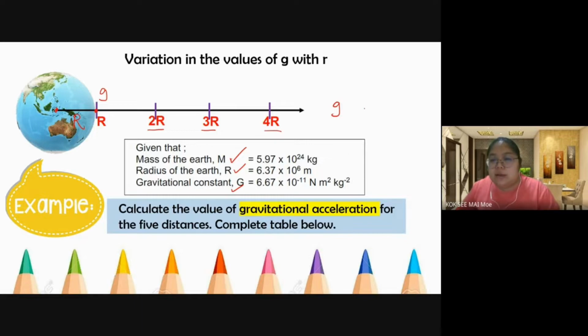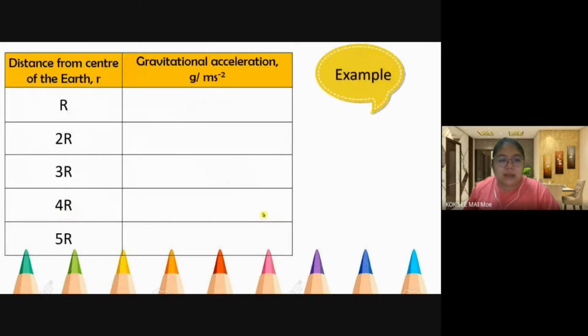So from here, g equals capital G, capital M over R squared. Understood what capital M is for? It is for the Earth. So even when the object goes further, we still refer to the mass of the Earth. You can try to calculate the value of the gravitational acceleration for the 5 distances. Complete the table below. I think your paper doesn't have the table, so we just show it here.